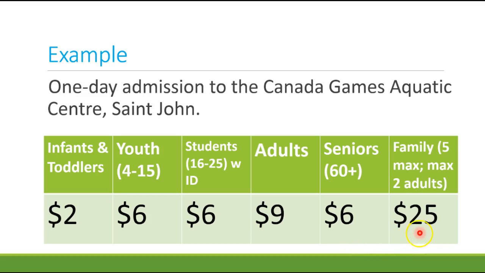You'll notice that there's also a family admission price, which is a different kind of price discrimination. So this is really a kind of quantity discount. And it's also a kind of mixed bundling as well. You can buy essentially a family bundle, or one could pay for individual adults and children.